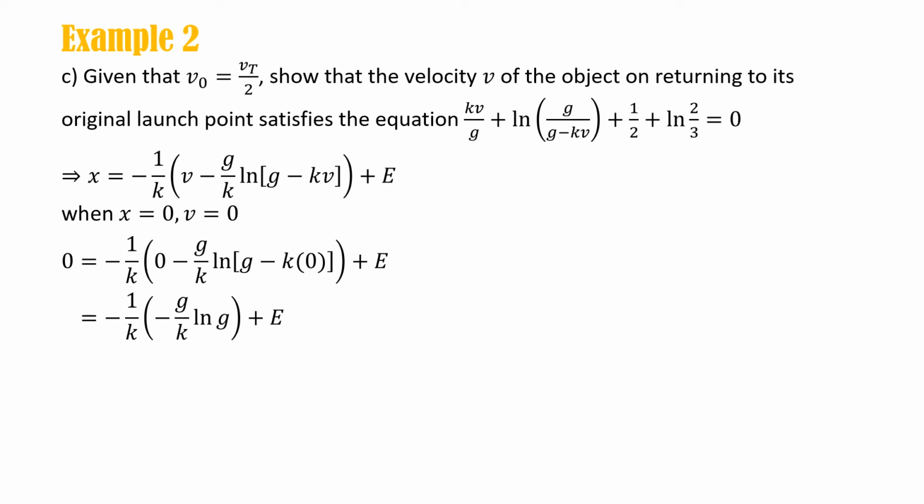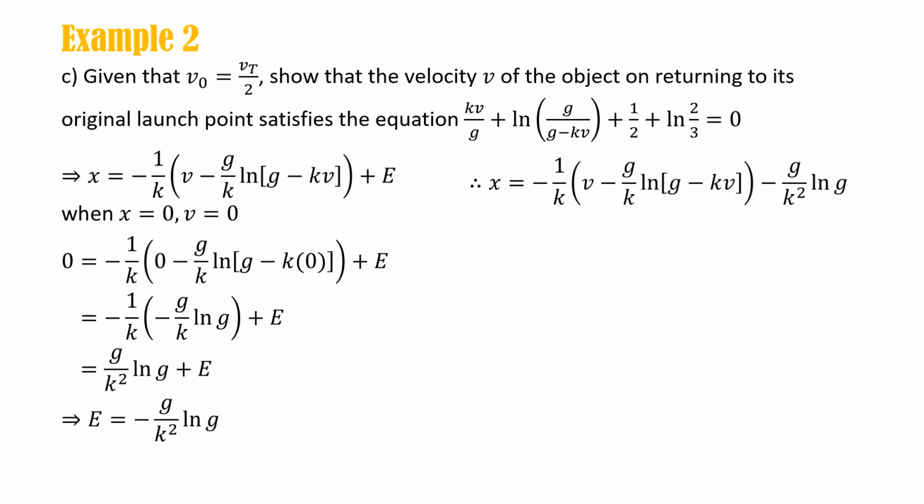So I'm going to multiply that negative 1 on k through. So the negatives will cancel out, and we're just going to be left with g on k squared lots of the natural log of g plus e. So if all of that must equal 0, well then e is going to be the negative of that. So e is going to be the negative of g on k squared multiplied by the natural log of g. So now we can rewrite our displacement. Rather than having a plus e on the end, we've got our minus g on k squared, lots of the natural log of g.